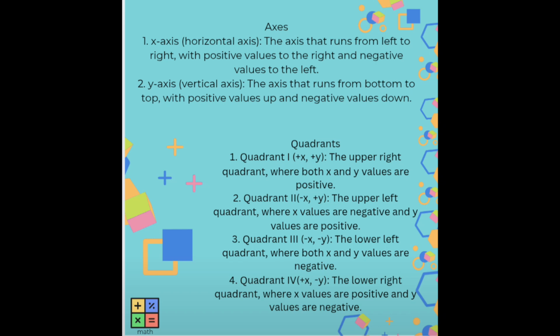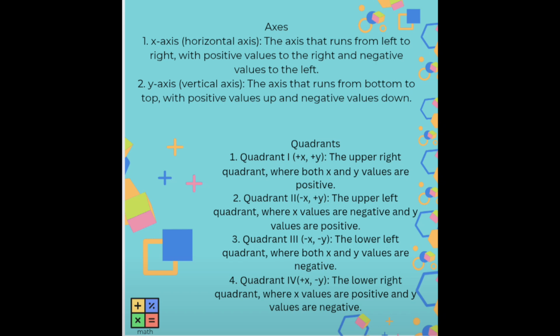Quadrants. Quadrant 1: positive x and positive y, the upper right quadrant where both x and y values are positive. Quadrant 2: negative x and positive y, the upper left quadrant where x values are negative and y values are positive.